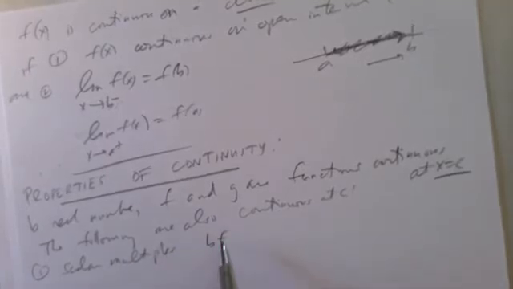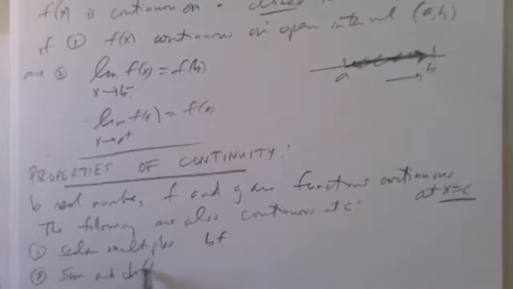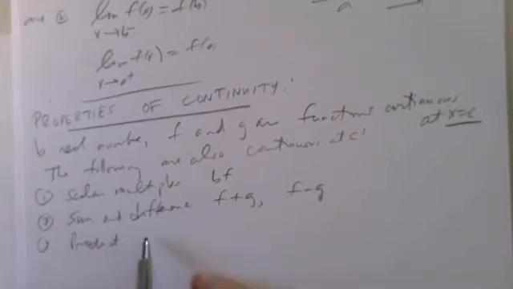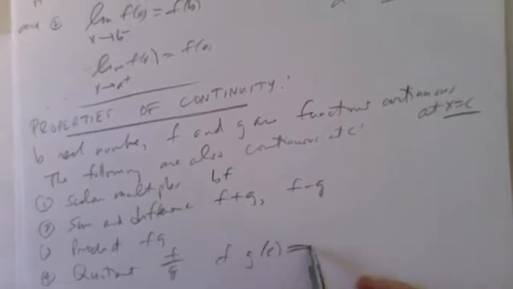Scalar multiples. The function b times f of x. Just take a continuous function, multiply it by a number, it's still continuous. Sum and difference: f plus g and f minus g. The product of continuous functions. And the quotient, f divided by g, so long as you're not dividing by 0, g of c is not 0.